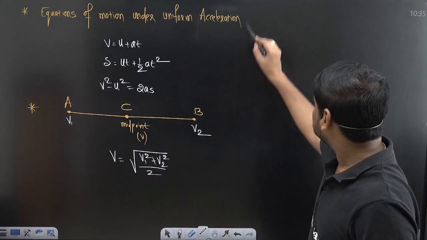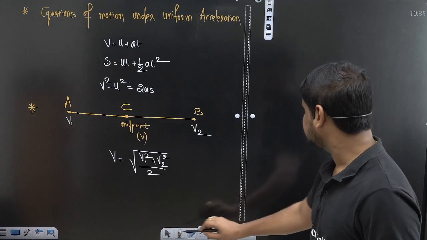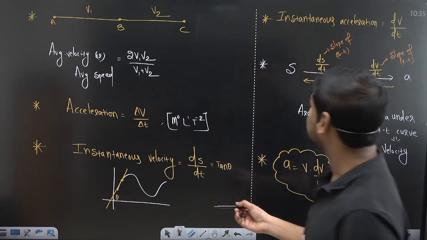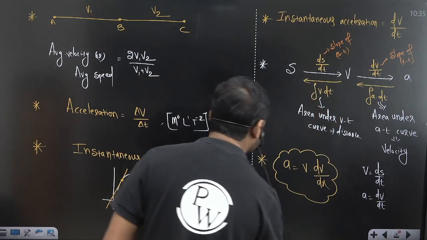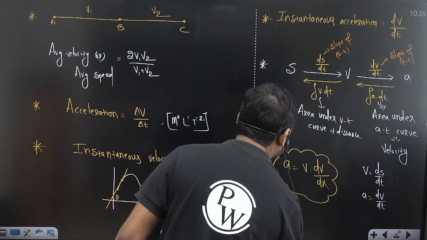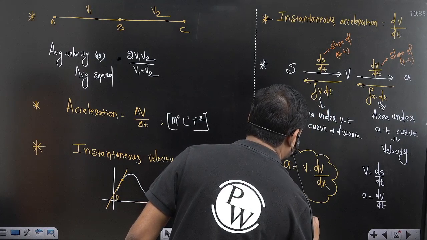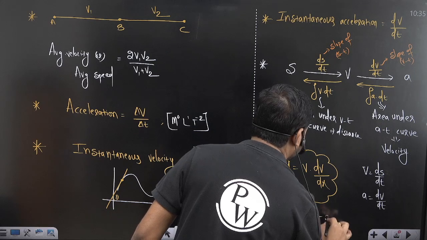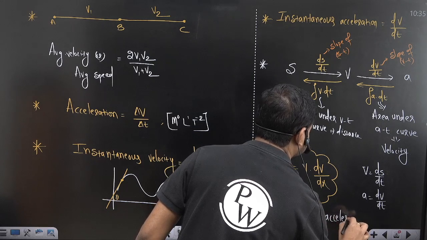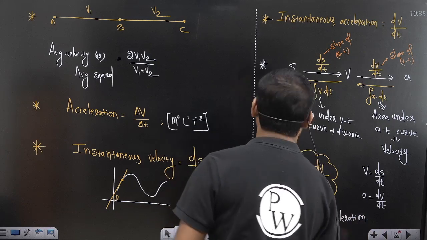And then one more term, the retardation, I missed it actually. So the retardation, here you can write, is the negative of the acceleration simply. Yes or no? Understanding, guys?